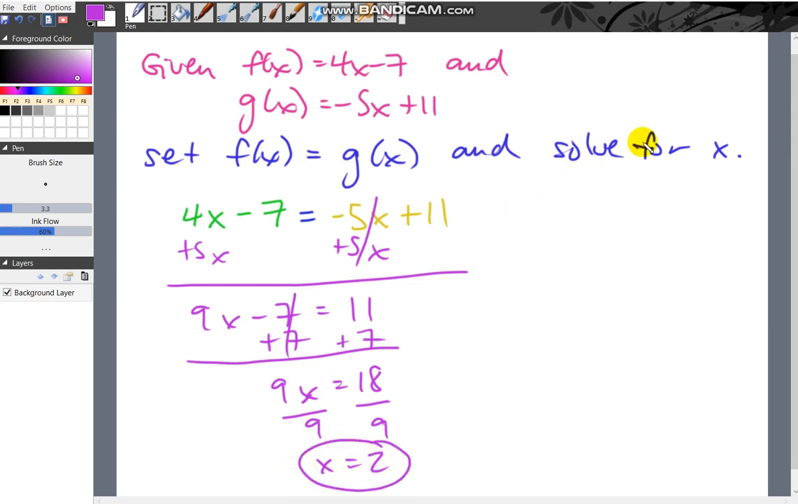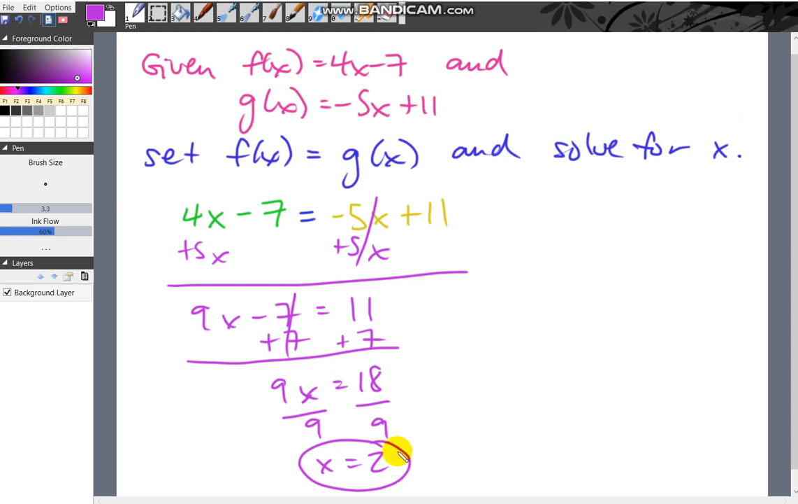So x is 2. If you wanted to, you could plug x back into your original f of x and g of x, and that could give you the y coordinate. If you look at the other video, that shows you where the solution to this system of linear equations is, if you were to graph both of these. But if the question just says solve for x, we solve for x, so we're good.